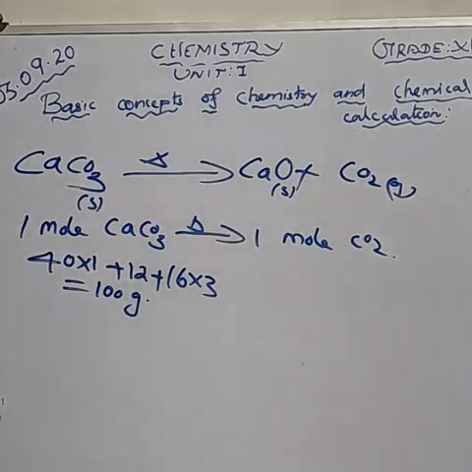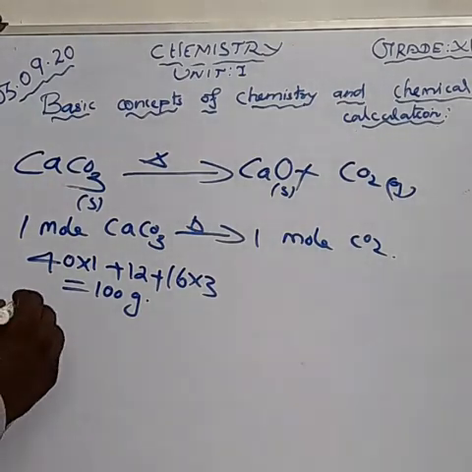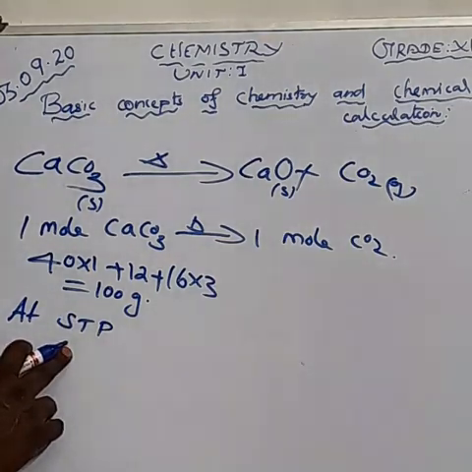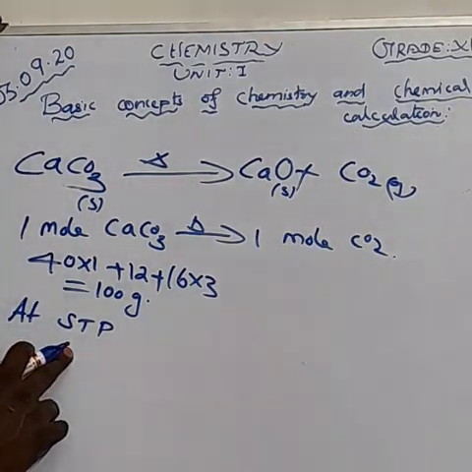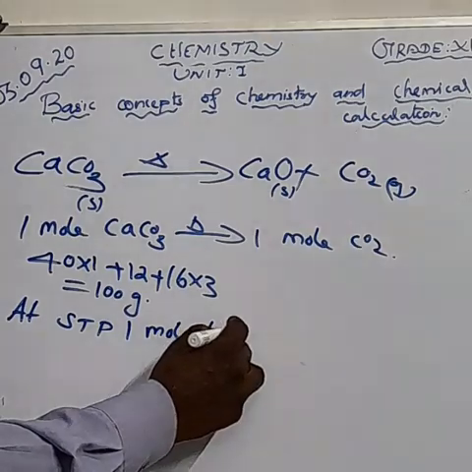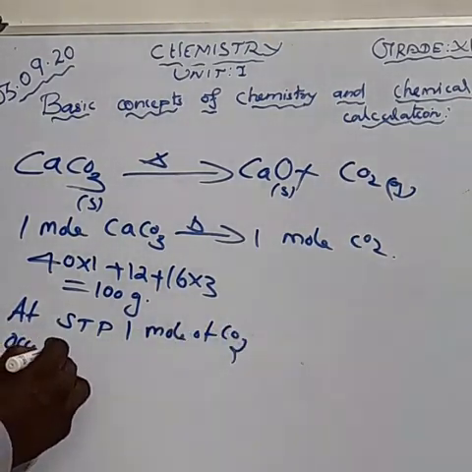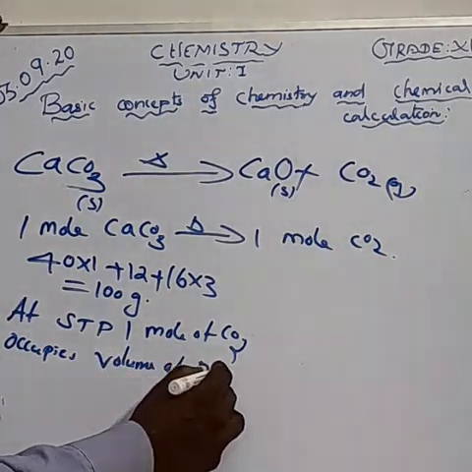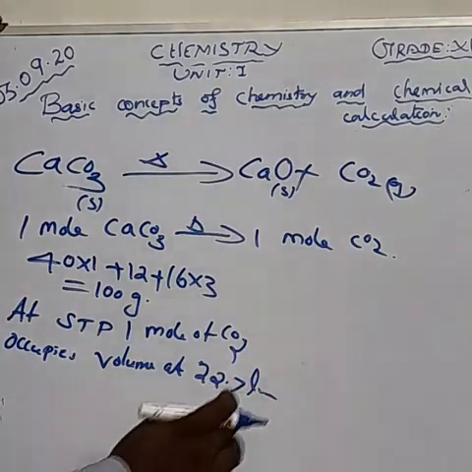We get 100 gram. At STP, 1 mole of carbon dioxide occupies a volume of 22.7 liters. What is STP? Standard temperature and pressure. At STP, 1 mole of CO2 occupies 22.7 liters.